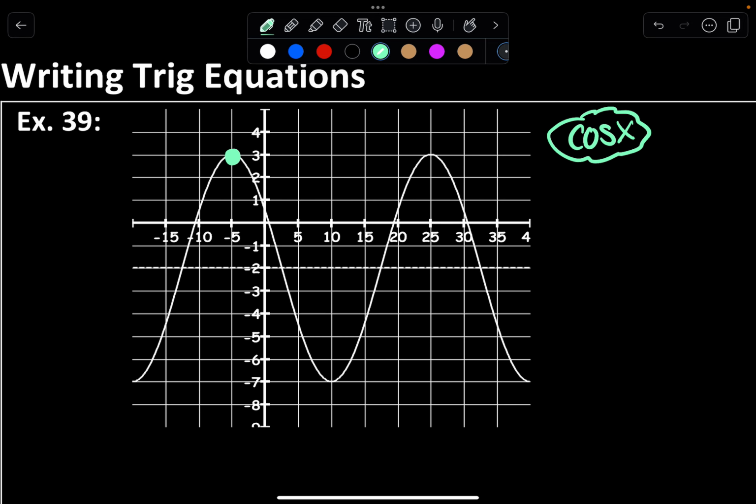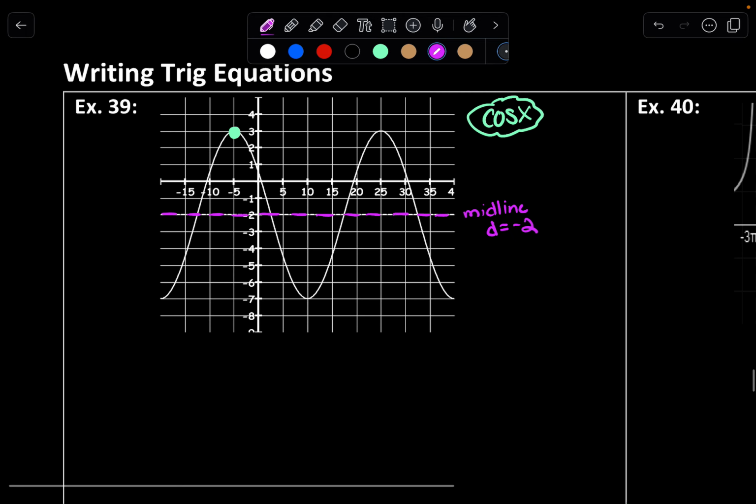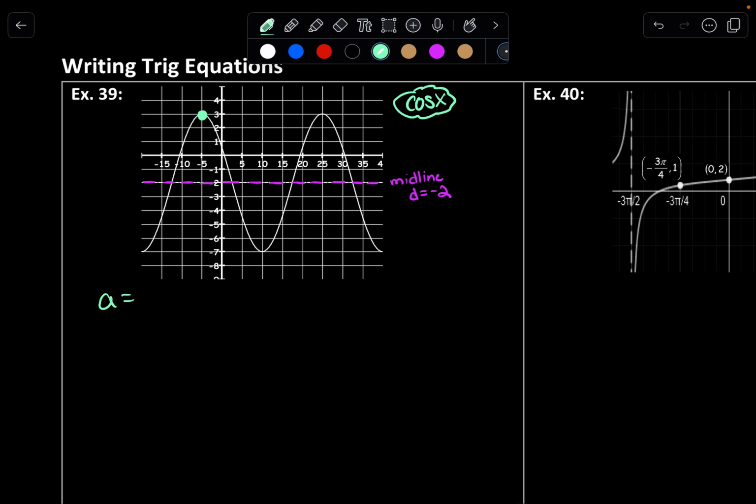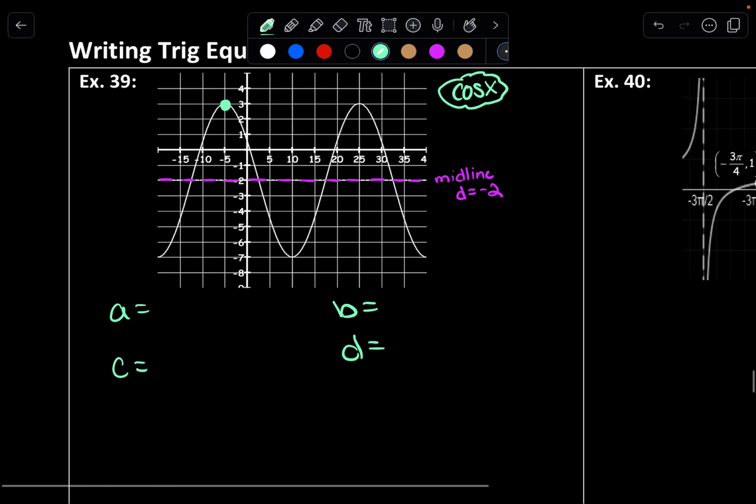So on this one, I know it's either going to be sine or cosine, and we also have our midline mapped out at -2, which means I know d is going to be -2. So for these equations, we need our ABCs, so A, B, C, and D. So with our midline provided for this curve, we already know that D is going to be -2.